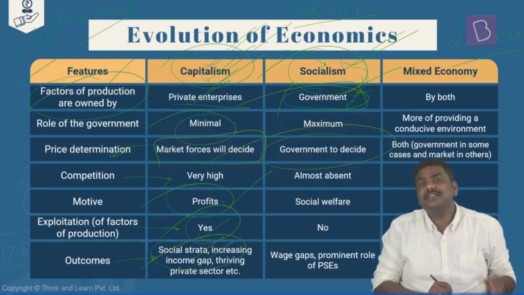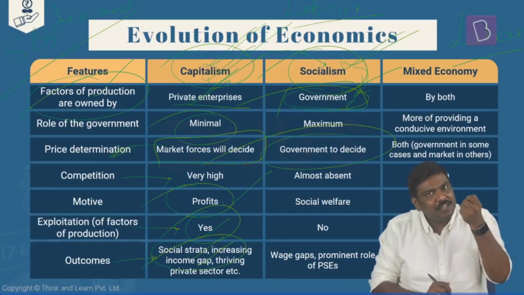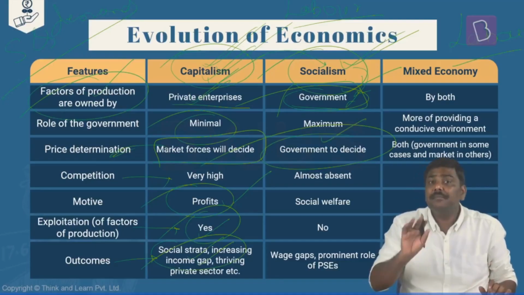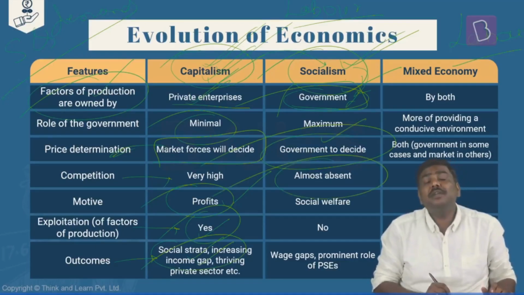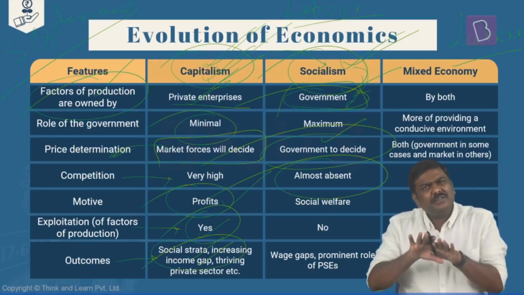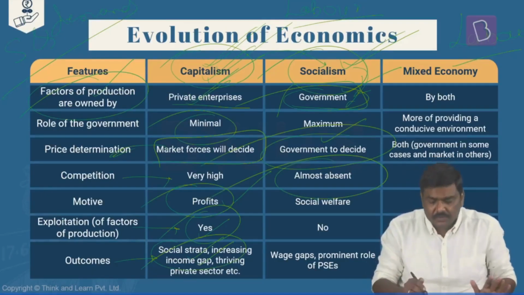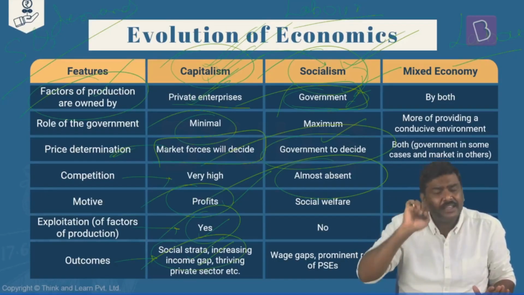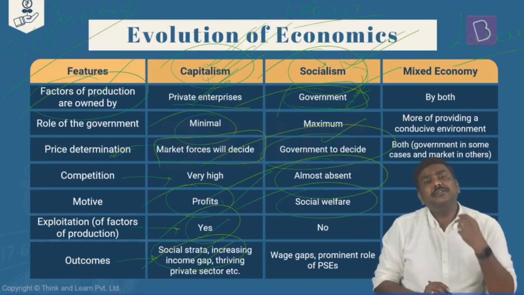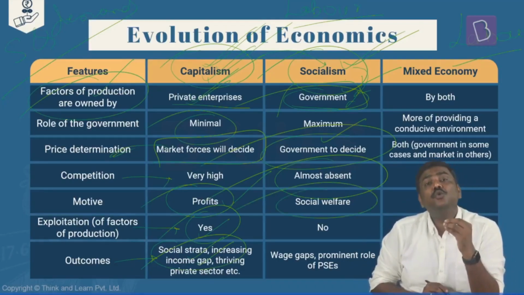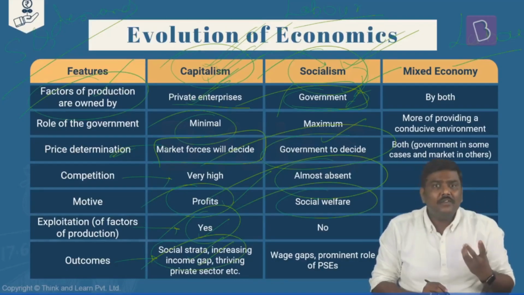Right? What about the price? As already mentioned, the prices of these particular goods are determined by the government itself. What about the private sector? The role of the private sector is very minimal in case of socialism, absent in case of communism. What about the objective in case of socialism? Here it is to obtain social welfare.